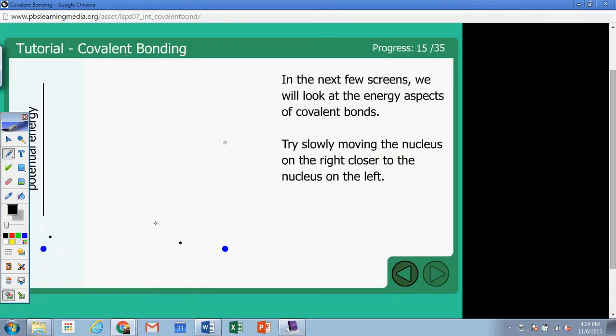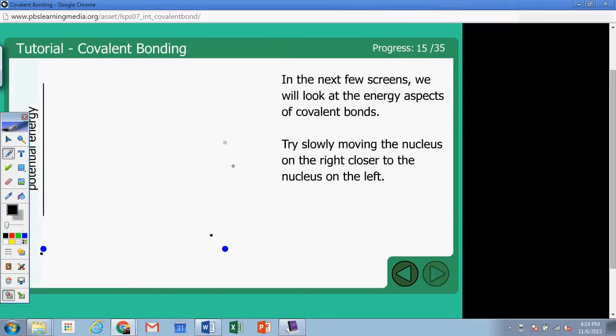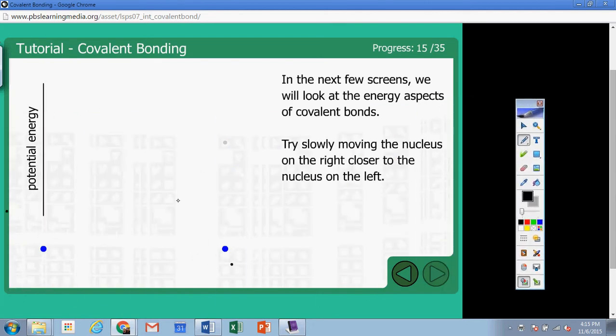So here we've got 2 atoms. Let me stretch this out a little bit for you. So here we've got 2 atoms that are near each other. They've got electrons, and we're going to move the nucleus closer to each other. Move this away. And then we're going to graph the potential energy of that. So the graph is going to display here.